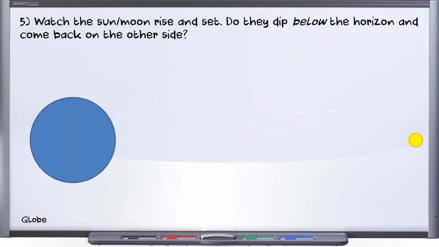That was a sunset or a sunrise I was just showing. How does that work? Now on a globe, here we have an observer standing on a globe, and this line represents the horizon.